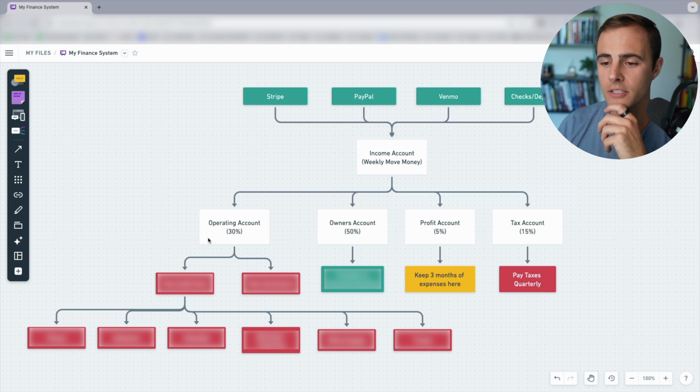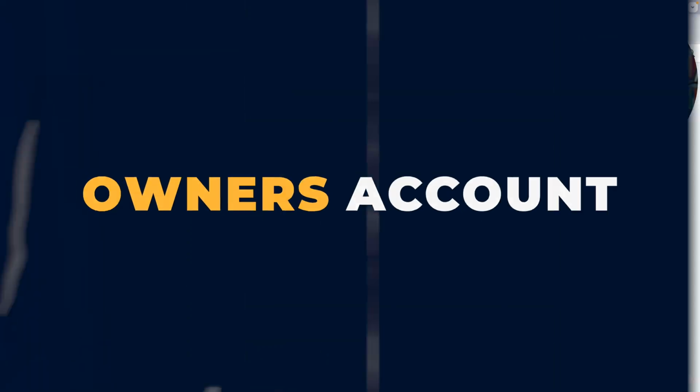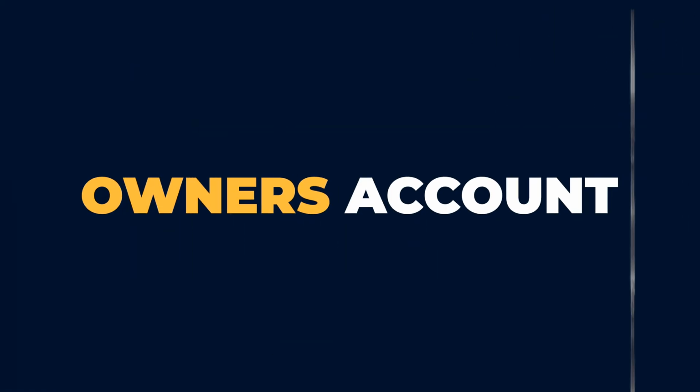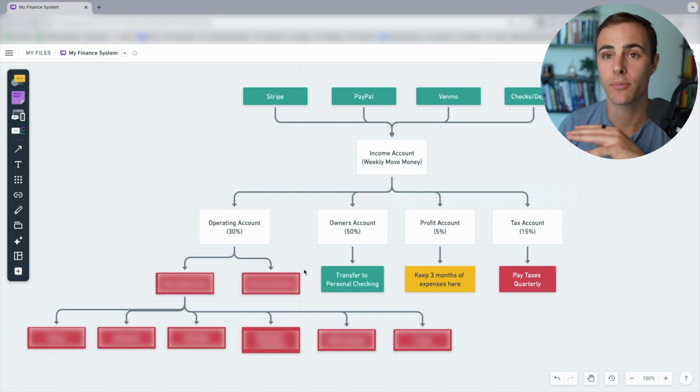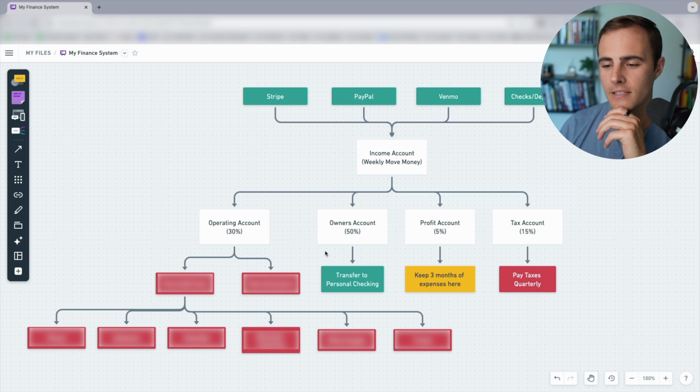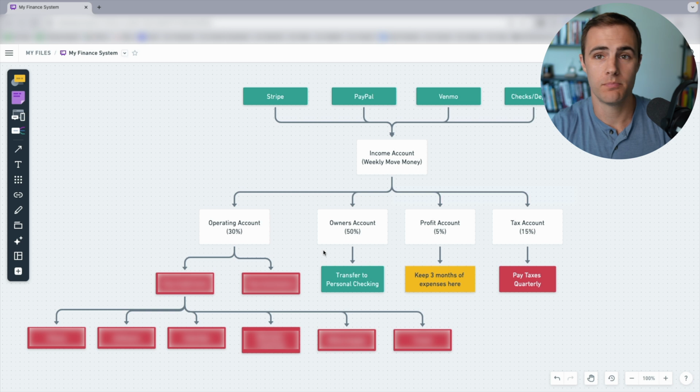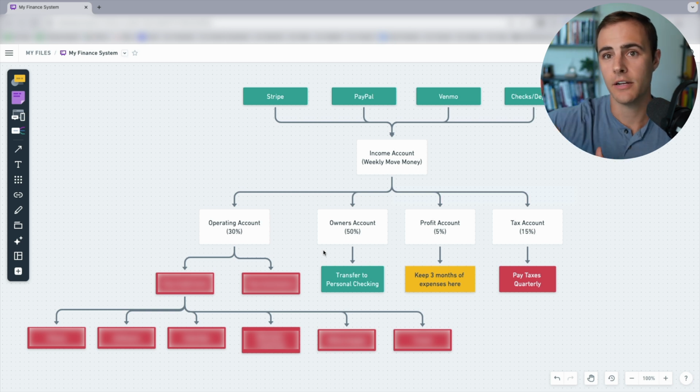Okay. And then these other 2 accounts are checking accounts. They're normal accounts. And then from this owner's account, right? I just transfer directly from here to my personal checking. I'll do that once or twice a month. I don't typically do that on a weekly basis. Okay. But you can just shoot money over from this account to your personal checking and you're good to go. Okay. Don't have to do anything else.